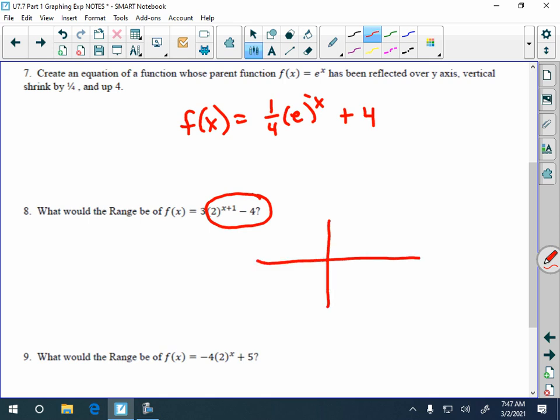All right, so we know our parent function, this is growth, so we know the parent function y equals 2 to the x would look something like that. So then if it got shifted left 1, and then down 4, where would it be? Well, if you kind of think of where the asymptote is, it's going to be here at negative 4.